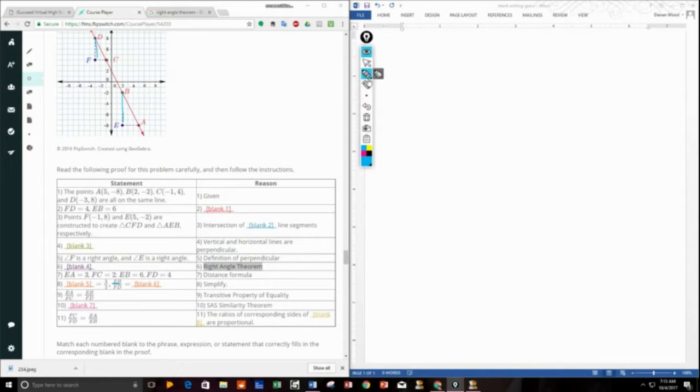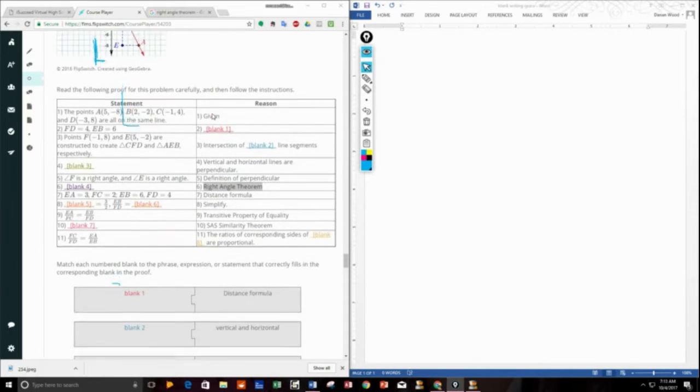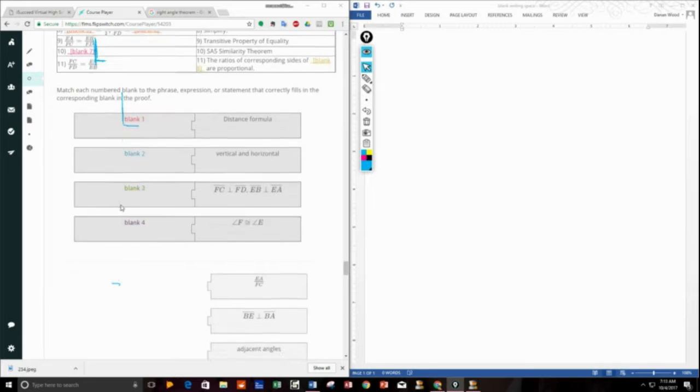Okay, time out. They're using the vertical to the vertical. So EB divided by FD. That is what they were comparing. They compared vertical to vertical. So then we should have a horizontal, EA, to horizontal. That's what we've been talking about. So let's find that for blank 5.